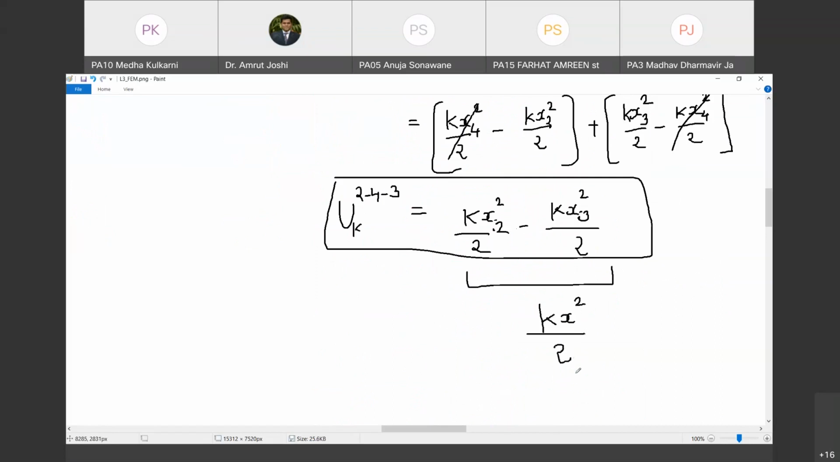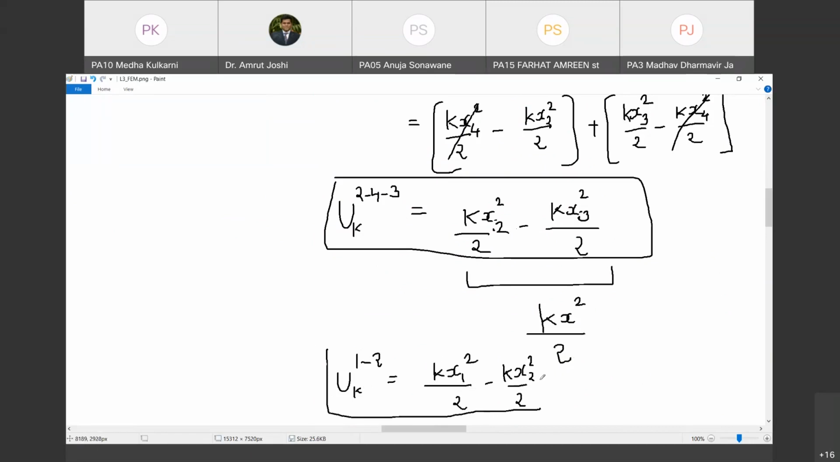Do you agree with me? Yes, sir. So the work done by the spring force in moving the object from position number 1 to 2 will be the potential energy at position number 1, kx1 square by 2, minus the potential energy at position number 2, kx2 square by 2. Do you agree with me?